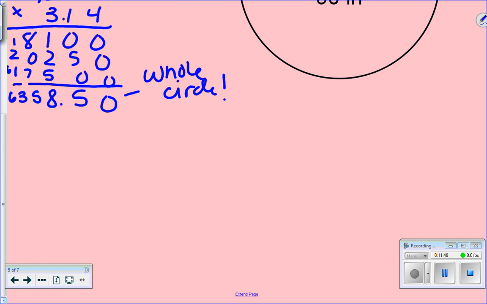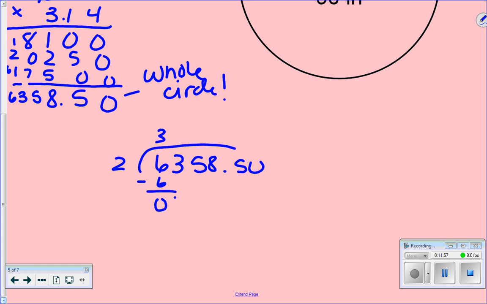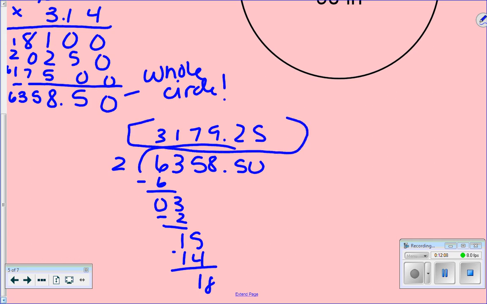So it's 6358.50 divided by 2. It goes in 3 times. 7 goes in 9. So this is what it should be. Is it centimeters? Something squared. I don't know if it's centimeters or inches. I just put something down there.